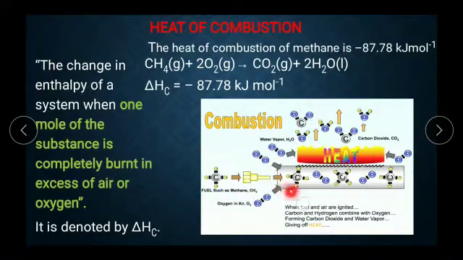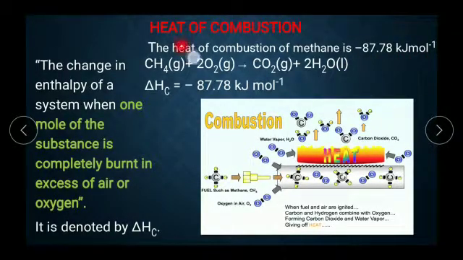I gave the picture here. The fuel, such as methane, is combusting with a supply of oxygen. Heat is evolved. That's why the ΔH value is negative. ΔH_C is minus 87.78 kilojoule per mole. So it becomes CO2 and H2O, and the H2O is water vapor, which we already learned. So the heat of combustion of methane is minus 87.78 kilojoule per mole.